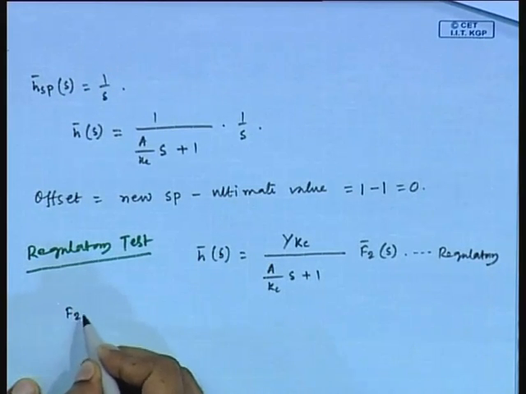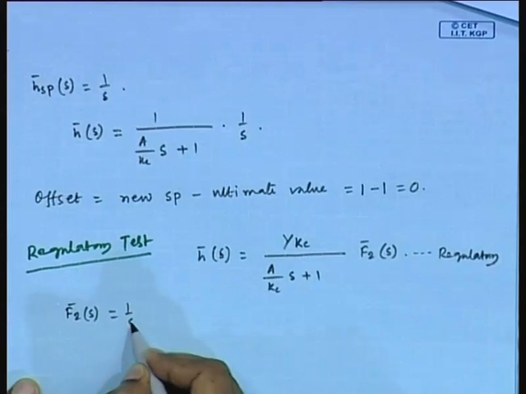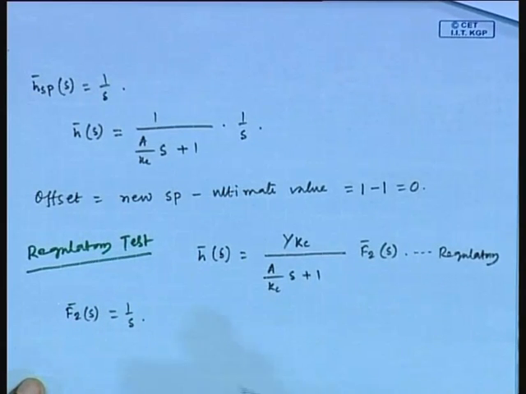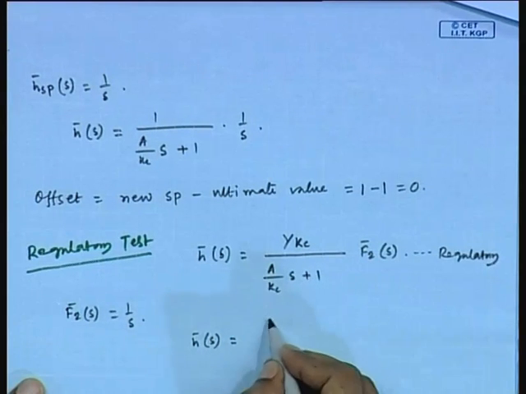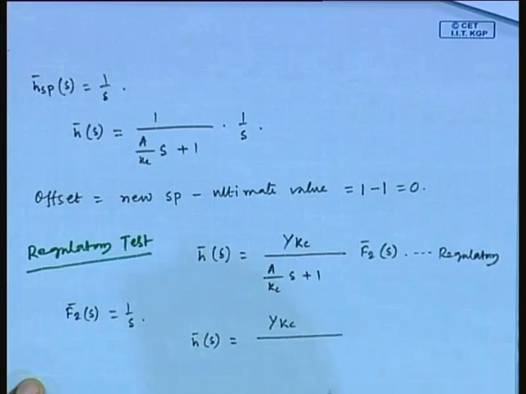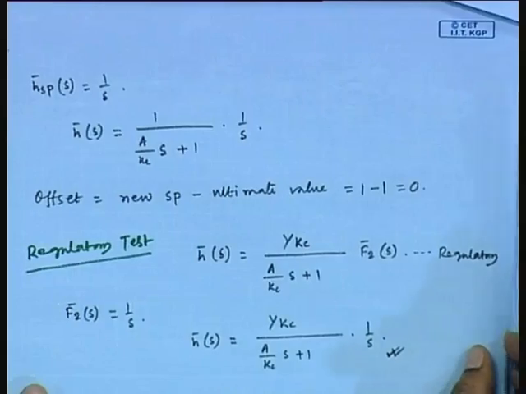Introducing a unit step change in F2, we obtain H bar s equals 1 by Kc whole divided by (A by Kc s plus 1) multiplied by 1 by s. Introducing a unit step change in F2, we obtain the closed loop transfer function in this form. Can you calculate now the offset?